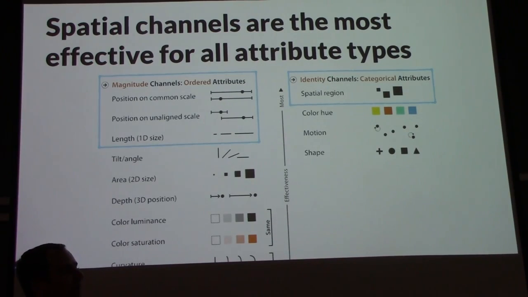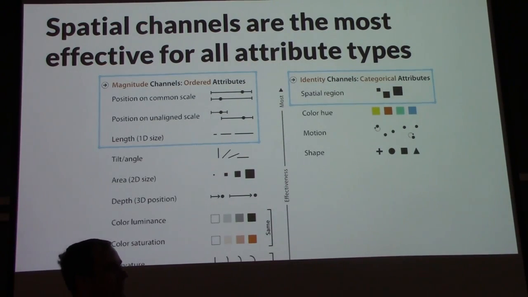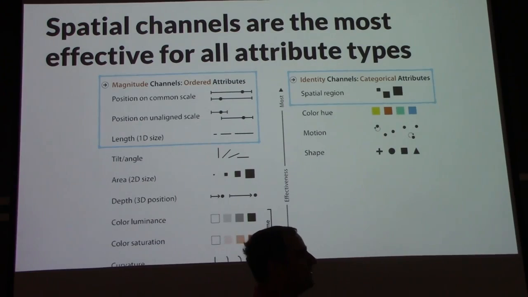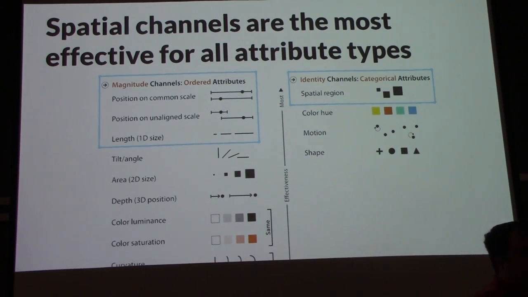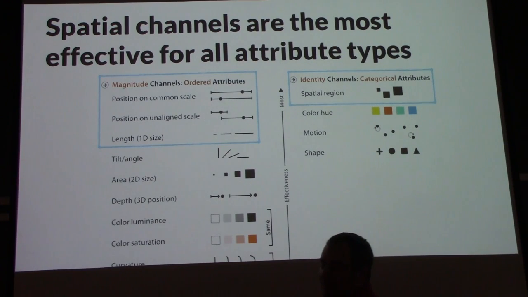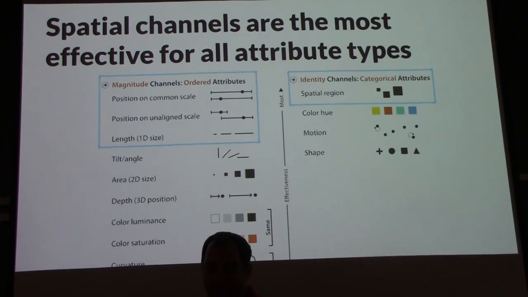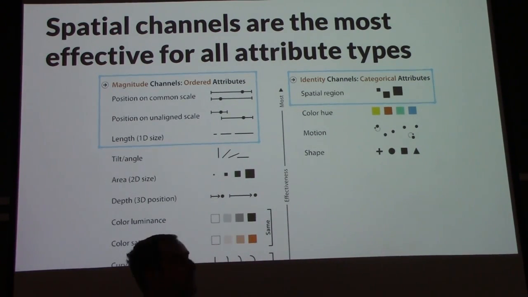But again, many of those choices that I'll be talking about go back to these visual variables, to these marks and channels. And we will be using primarily position on a common scale and spatial region as much as possible. We'll be using some color and color luminance and so on too.